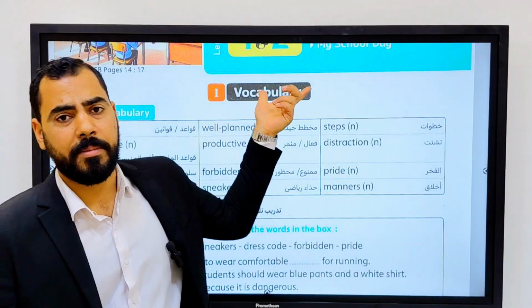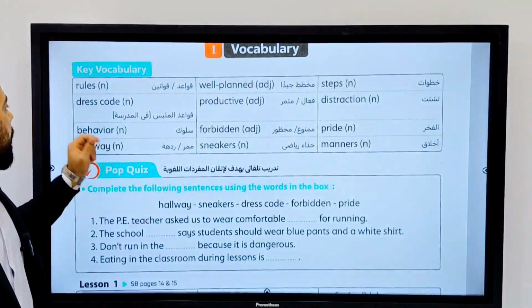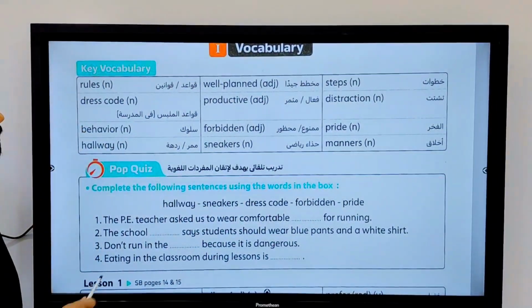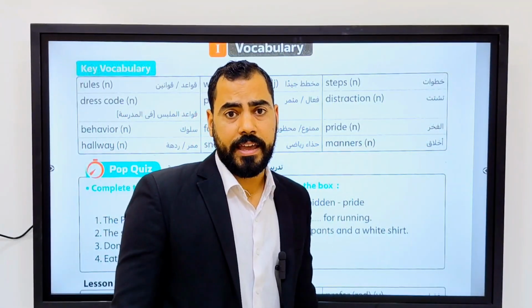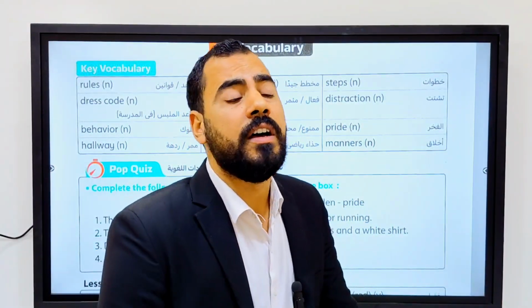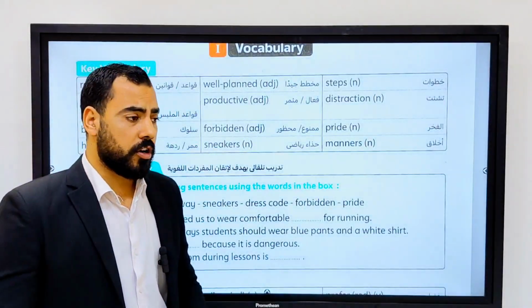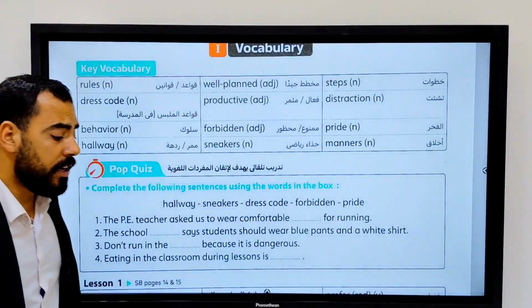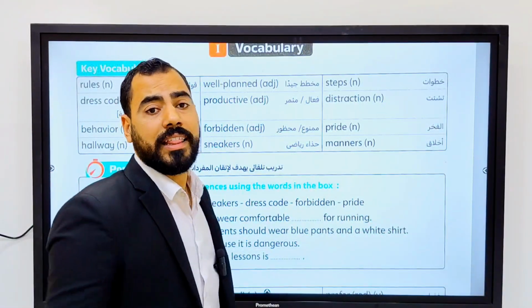Number 1, vocabulary. Key vocabulary, the most important words in these lessons. Rules. You need to follow the rules at school, and it's a noun. Dress code is what you can wear at school. The uniform is a part of the dress code. Dress code is a noun as well. Behavior: there are two kinds of behavior, good behavior and bad one. Hallway. It looks like a passage where you can walk and get into classrooms.